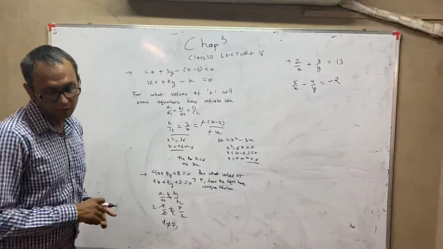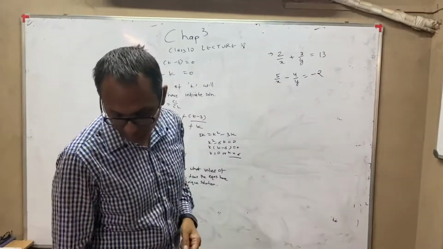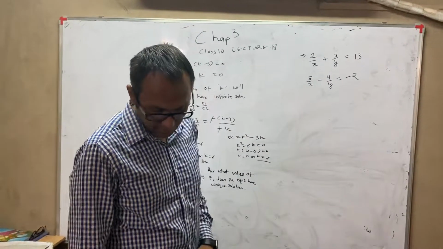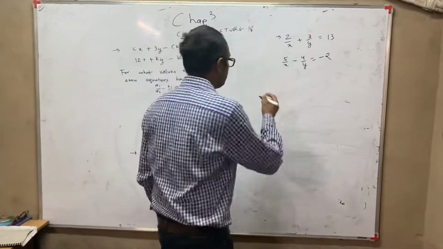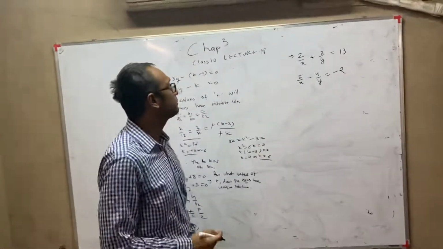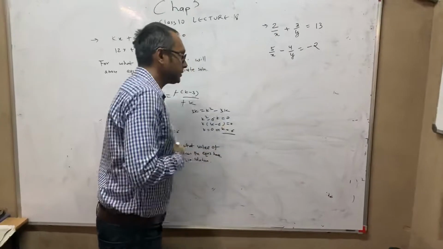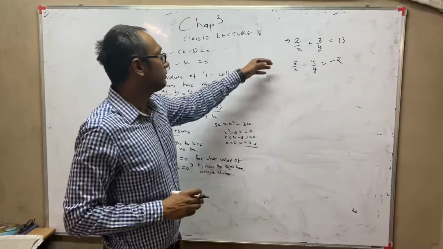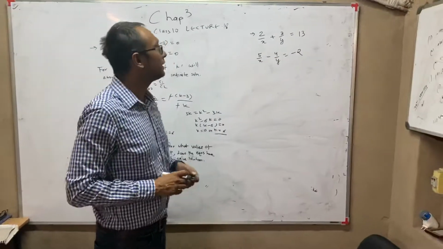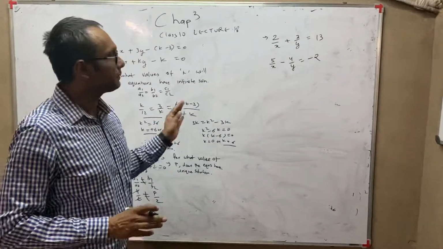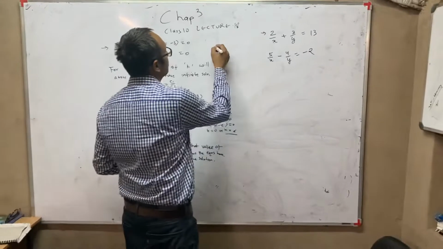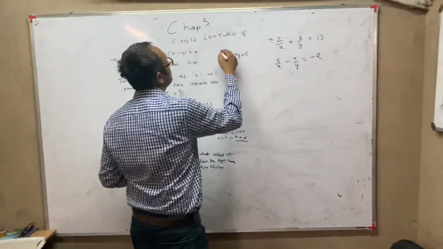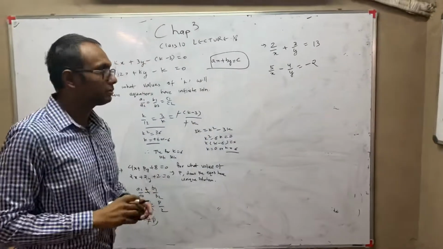Okay. Now we will proceed towards the last part of this chapter, which is exercise 3.6. In this, the first type of sums are rather simple. Now, suppose they have asked us to solve this. 2 upon x plus 3 upon y is equal to 13. 5 upon x minus 4 upon y is equal to minus 2. Now, we can't solve this sum straight away because it is not in the standard form of the equation. Standard form is ax plus by equal to c. So, we have to make this into a standard form.